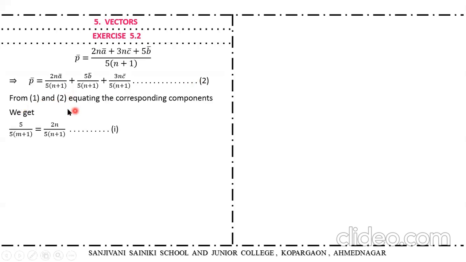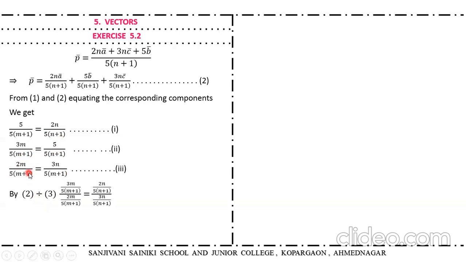Now from equation 1 and 2, equating the corresponding components means equate the coefficients of A bar, equate the coefficients of B bar, and equate the coefficients of C bar. After equating the coefficients of A bar, we get 5 upon 5 times m plus 1 is equal to 2n upon 5 times n plus 1. Equating the coefficients of B bar and C bar, we get these two equations.